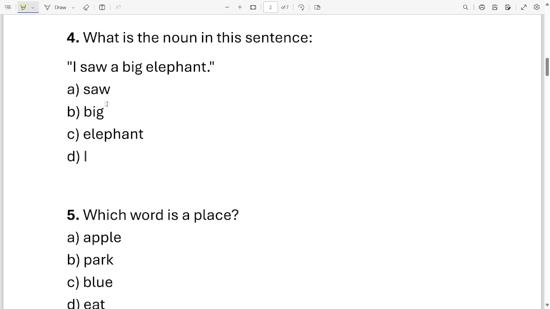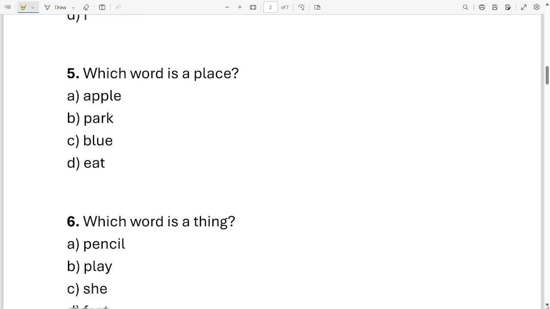Is it saw? Is it big? Or is it elephant? Or is it I? Which one of it is a noun? Quickly identify the noun in the sentence. It is option C, elephant. Elephant is a noun in the sentence. Okay? Question number 5.